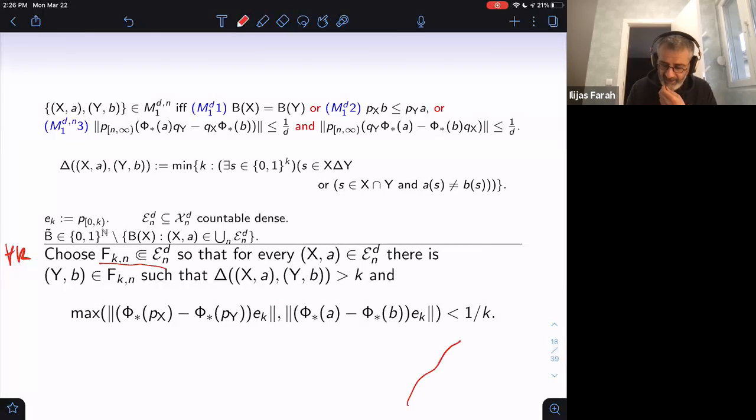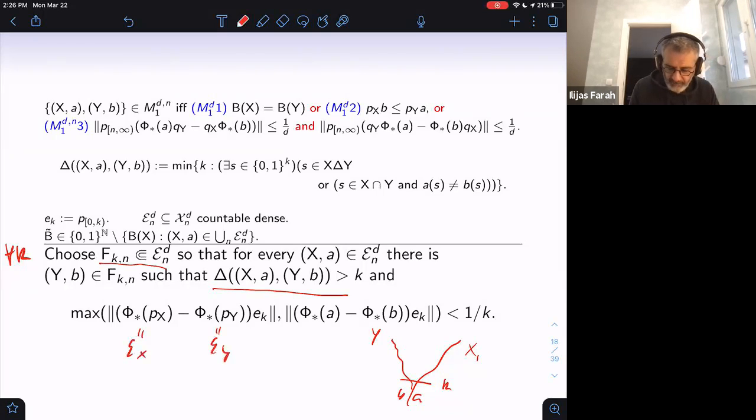So for every XA in EDN, right? So for every XA, here is X and A is somewhere below X, there exists YB in FKN, I'm just drawing Y for now, which has the property that delta of XAYB is greater than K, and here is what it means. It means that up to this point, not only X and Y, but also if you take into account A and B, everything agrees up to this point. And moreover, if you look at phi star, actually, I use notation, this is called QX, this is QY. If you look at QX and QY, they're quite close. You see, EK is this here.